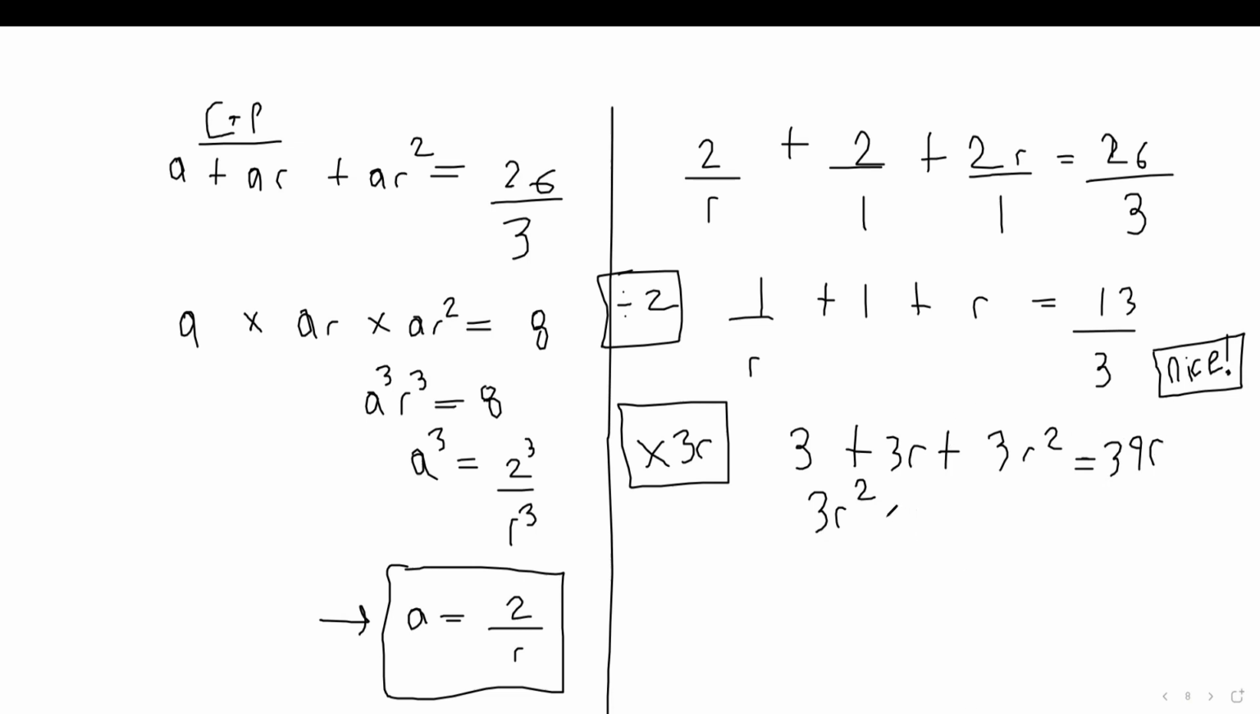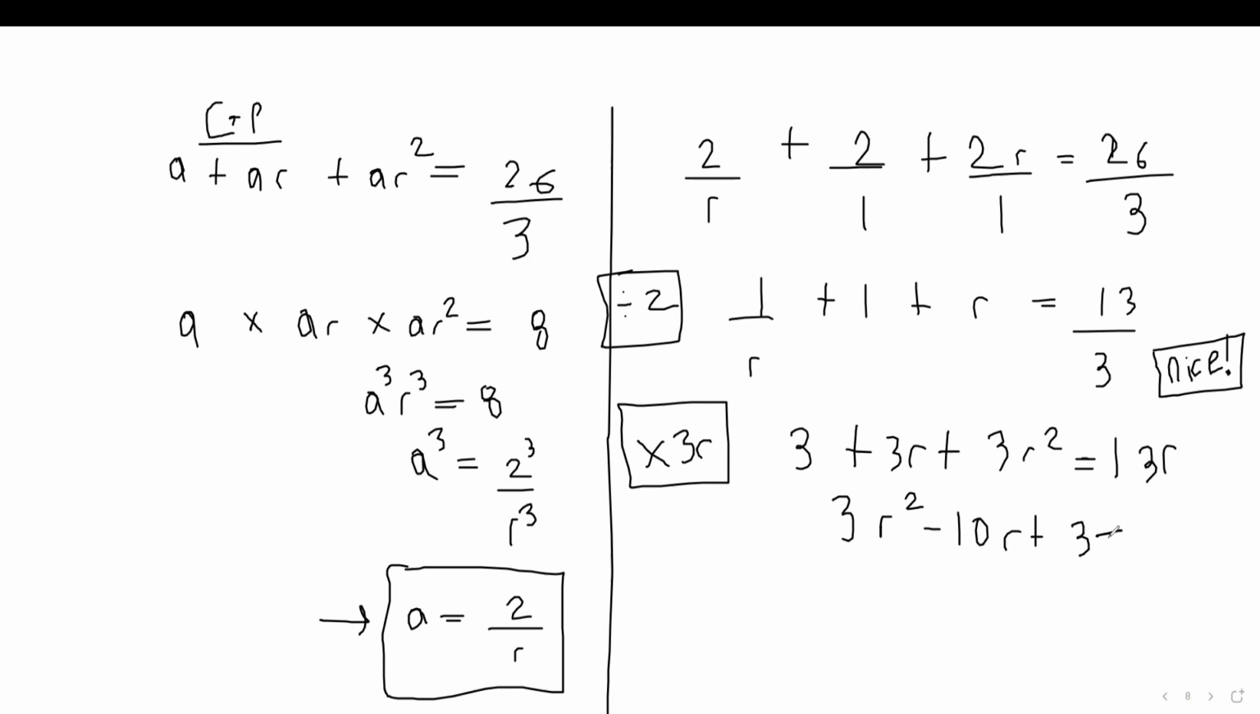Bring over the 39. Wait, how did I get 39? I multiplied through, oh, I don't get 39. I get 13R, thank you. 13R, nice. So now we get 3R squared. Bring over the 13R, so 3R minus 13R is minus 10R, and then now we have plus 3.